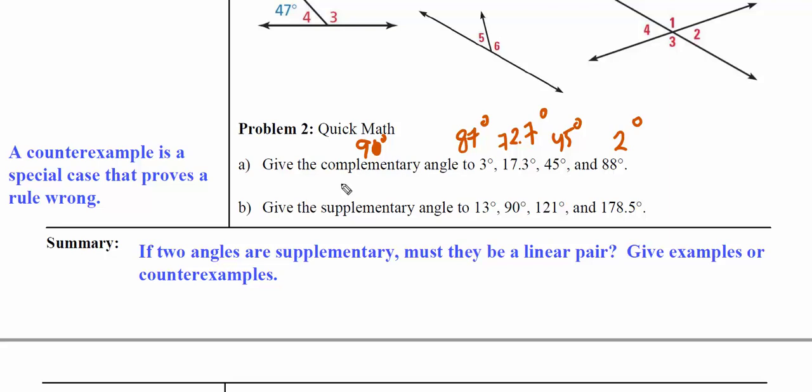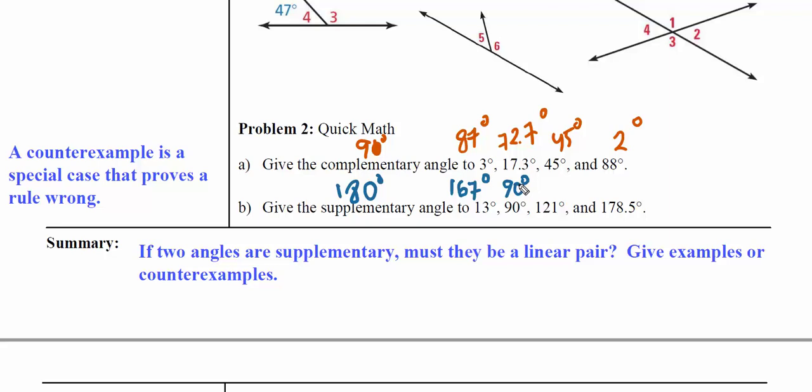What about supplementary angles? Well, those add up to 180 degrees, right? It's two angles, not three, two angles that add up to 180 degrees. So if you give me a 13-degree angle, then a supplement of that would be 167 degrees. If I were given a 90-degree angle, the supplement of that would be 90 degrees.